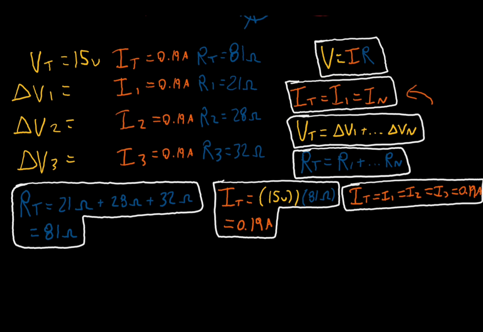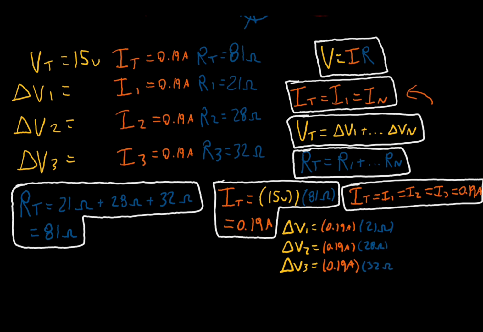Now look at that. We have all of the currents as well as all the resistances, and now we just need to find the three voltages. And so V1, V2, V3 each equal 0.19 amps times 21 ohms, 28 ohms, and 32 ohms, which equal 4.0 volts, 5.3 volts, and 6.1 volts, rounding to two significant digits.